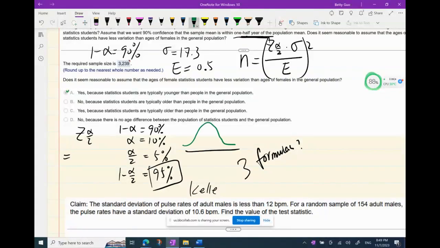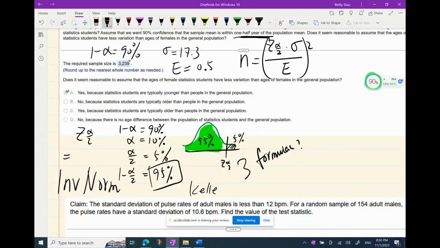It is because the critical value is this, this is 5%, and that means the green region, this region, is 95%. And what function are we going to apply? We're going to apply the inverse normal function.